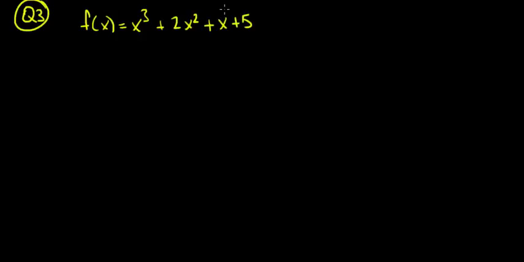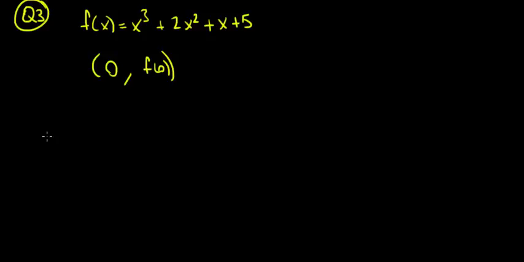Let's solve question 3 in this video. So we have a function initially, f of x equals x cubed plus 2x squared plus x plus 5. And we want to find out the tangent line of this function at the point of 0 and f of 0. So what is a tangent line?